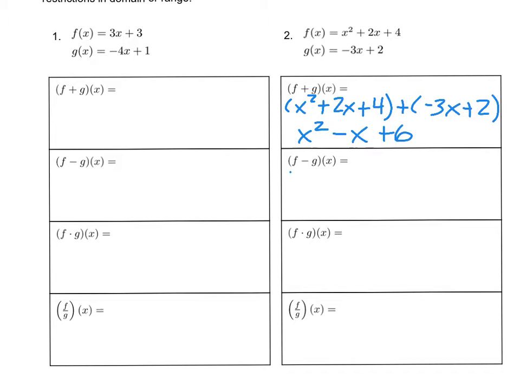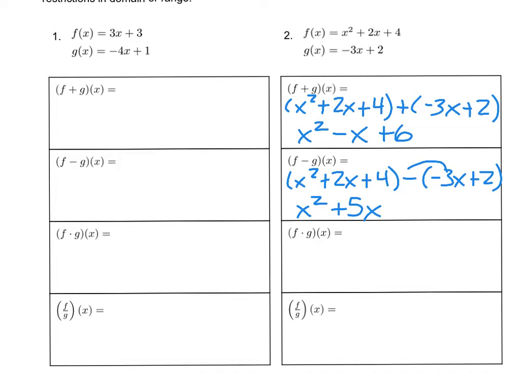All right, for subtraction, we're going to do the same thing. But this time you need to make sure you distribute the negative to the g of x function. So there's only one x squared. Then we're going to have 2x minus a negative 3x, so that's going to become 2x plus 3x, which is 5x. We're going to have 4 minus 2, which is positive 2.